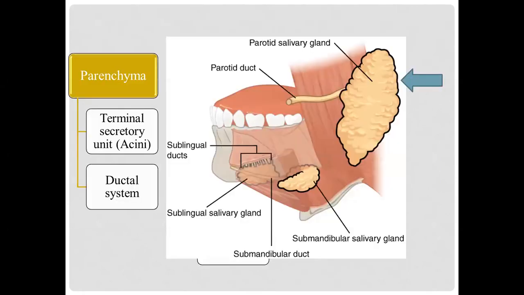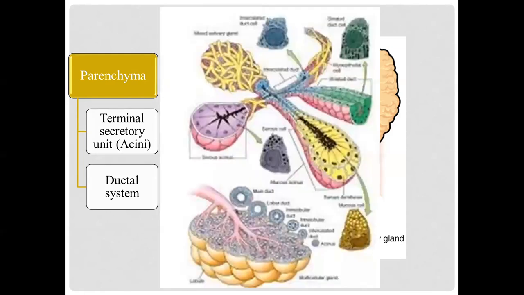So first we will have a glance at the parenchyma, which consists of the acini and the ductal system. When we take the parotid gland as an example, if it is cut into sections, there's an arrow mark which shows the cut section of the parotid gland. So we can see the ducts and the acini patterns.